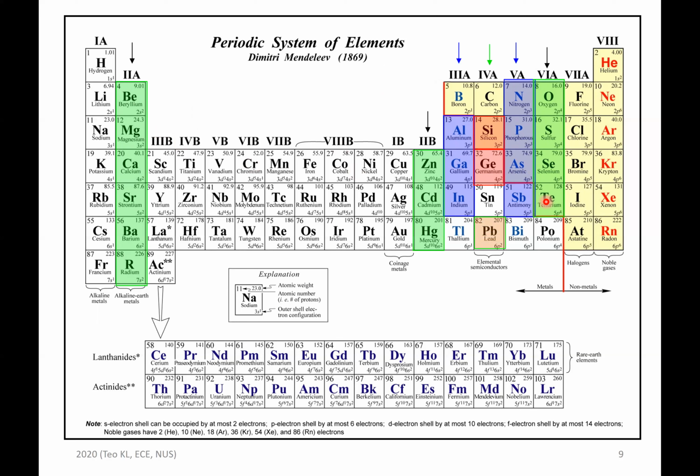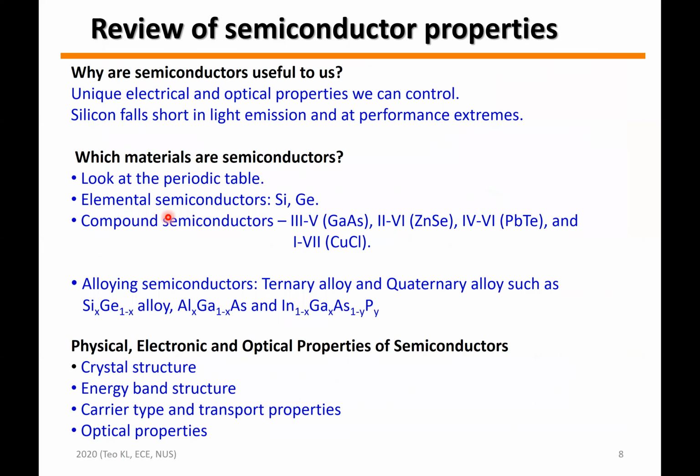You can also have 4-6 semiconductors: group 4 element and then group 6 element. For example, lead selenide and lead telluride are 4-6 semiconductors. There are some exotic materials. You can even form group 1 and 7, for example, copper and chloride, a group 7 element. Copper chloride is also a semiconductor. So compound semiconductors can be 3-5, 2-6, 4-6, or 1-7 from the periodic table.